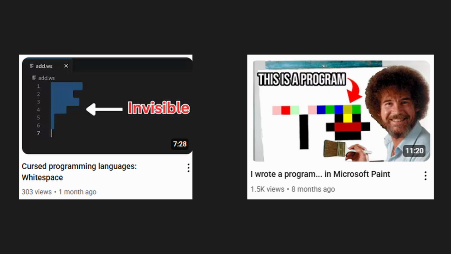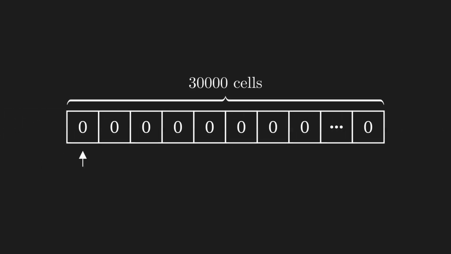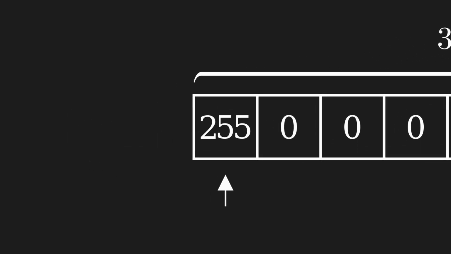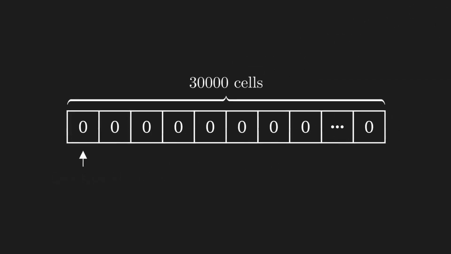I've messed around with crazy languages before, but man, this one is brutal. It has only 8 instructions, each of which is a single character. The instructions operate on a one-dimensional array of 30,000 cells, each storing a value between 0 and 255. It also has a data pointer that points to one of the cells.